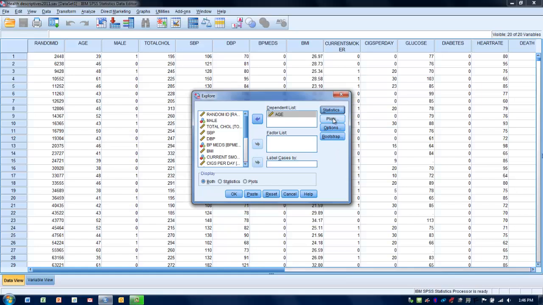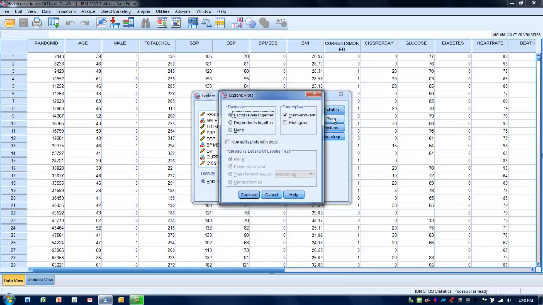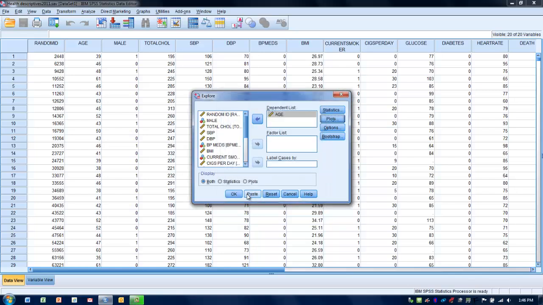And then we can go to the Plots button. And this is where we can ask for SPSS to give us stem and leaf diagrams or histograms or one or the other. At this point, we can also ask SPSS to perform some normality tests. In other words, these are tests that will tell us if the data is normally distributed. And then we can click Continue. And then we're ready to run the analysis. So then we can go ahead and click OK.